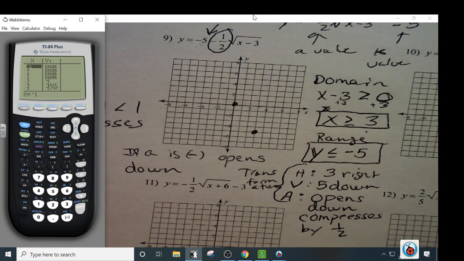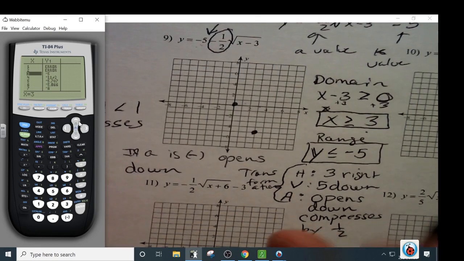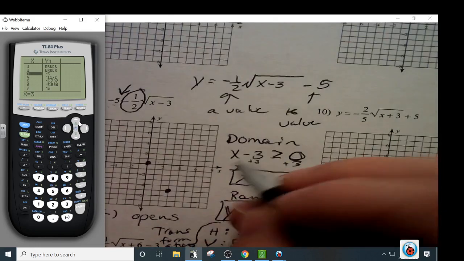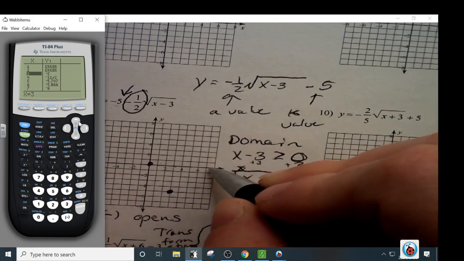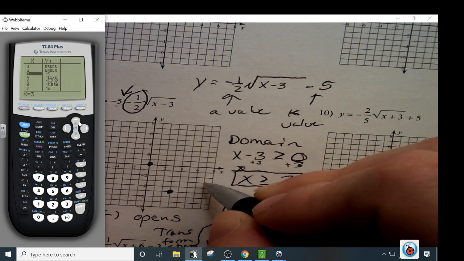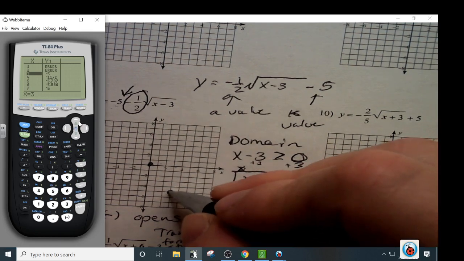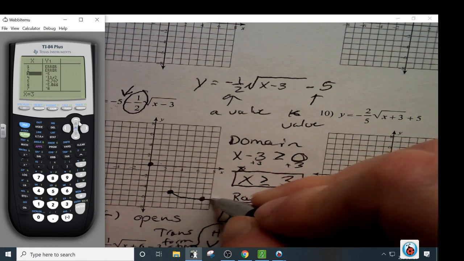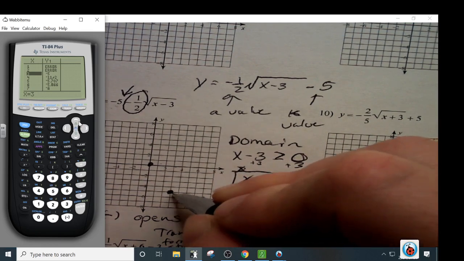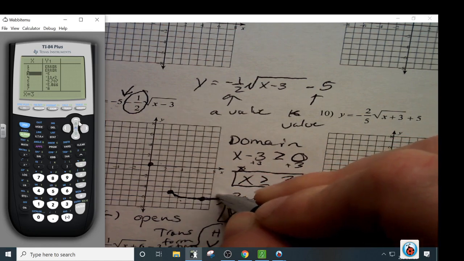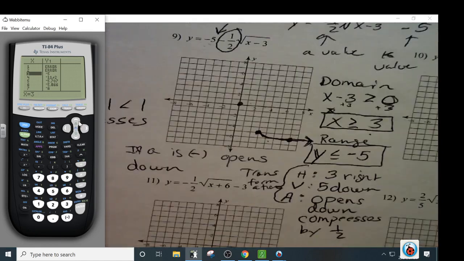Now, let's go ahead and graph this. Well, I know my origination point is 3, -5. Now, another whole number is 7, -6. So 7, -6. Guys, I'm going to be honest with you. That's probably all you're going to get out of it. That's your answer.